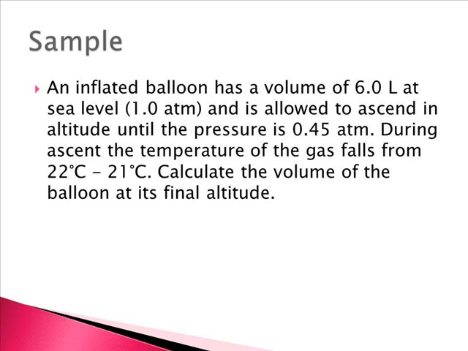All three things are changing. Pressure is changing, temperature is changing, volume is changing. We can't ignore anything. So we'll put in P1 V1 over T1, and we use sea level for those. So P1 at sea level is 1 atmosphere, V1 is 6 liters, T1 is 22 degrees Celsius, whatever that is in Kelvin, equals P2, that's at height, so that's 0.45 atmospheres. V2 is our unknown. We can put X in there, or V2, or however you want to write it, over T2, 21 degrees Celsius. Solve for that missing piece.